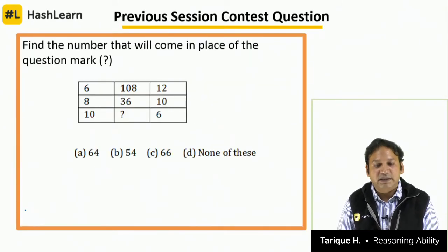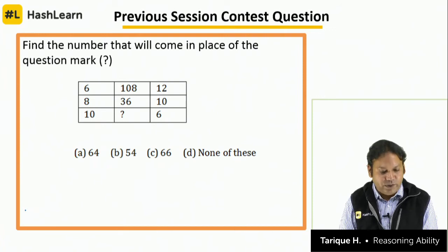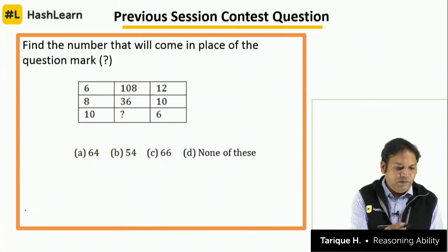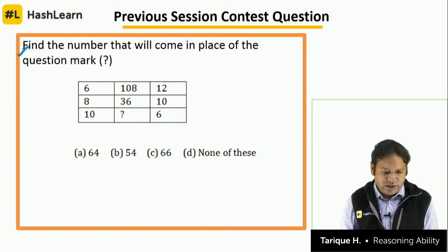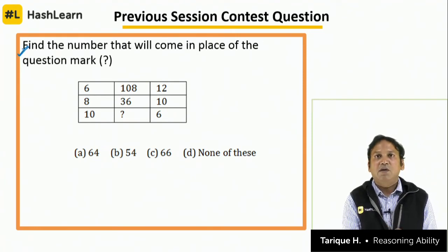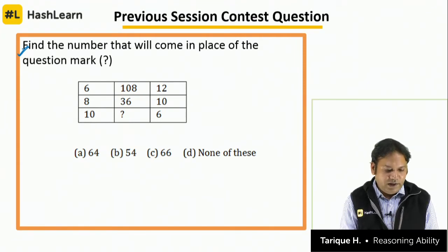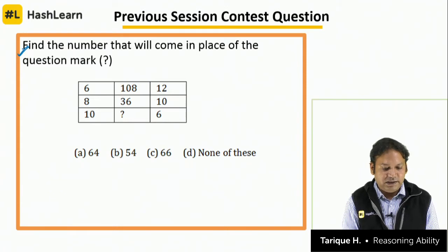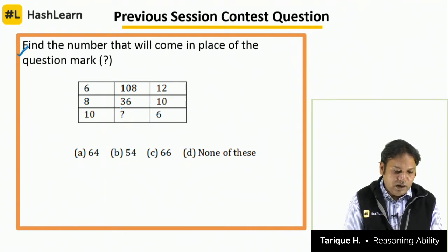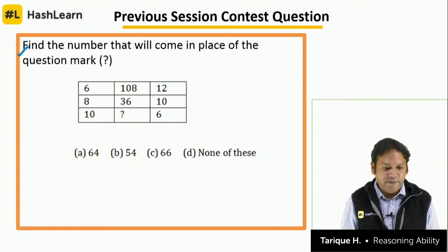Let's also discuss the previous session contest question. I am giving you contest questions in puzzle class based on numbers because I can't give you a full set of puzzles as a contest question here. So let's see. This is also a number puzzle, right? We have a grid of numbers, 3 numbers in the first row, 3 numbers in the second row, 2 numbers in the third row, and 1 question mark. So what will come in the question mark? Very interesting question. You can see this is very creative also.